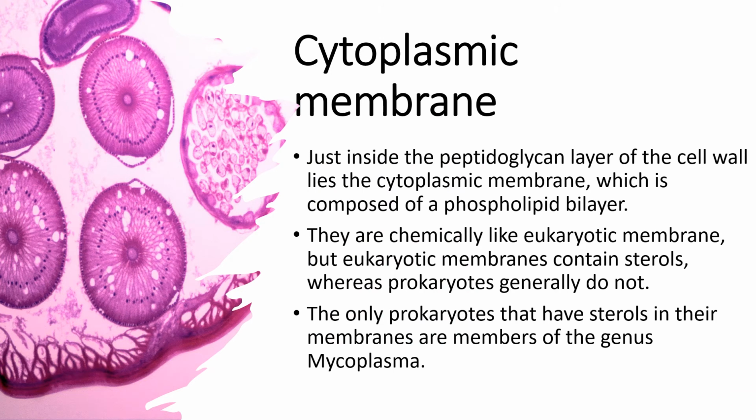Next important component is the cytoplasmic membrane. Just inside the peptidoglycan layer of the cell wall lies the cytoplasmic membrane, which is composed of a phospholipid bilayer. They are chemically like eukaryotic membranes, but eukaryotic membranes contain sterols while prokaryotes do not contain sterols. The only prokaryotes that have sterols in their membrane are members of the genus Mycoplasma.